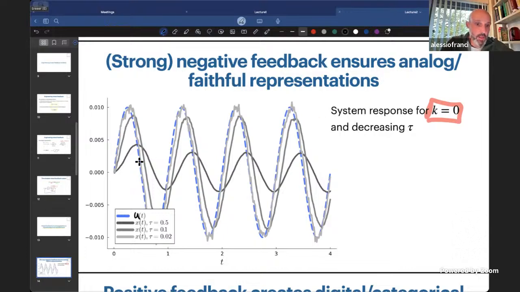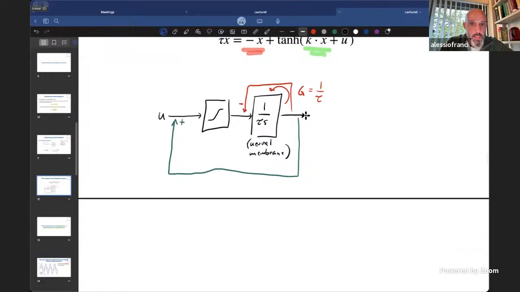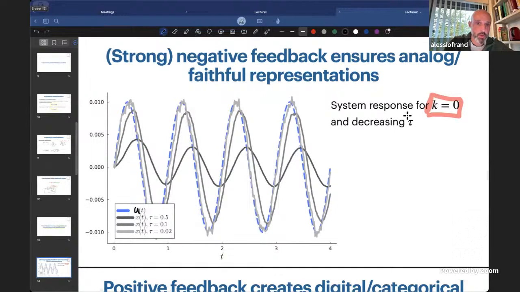And in different shades of gray, you have the output of the mixed feedback system for kappa equals 0, so purely negative feedback. And you see tau 0.5 means not so strong negative feedback, and tau 0.02 means very strong negative feedback. And as you increase the strength of the negative feedback, as this feedback becomes stronger and stronger, the output of the system tracks the input more and more faithfully.